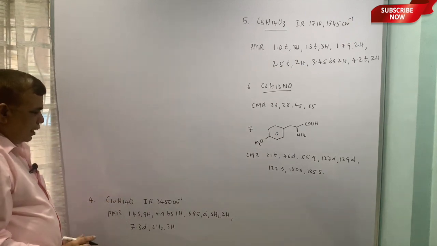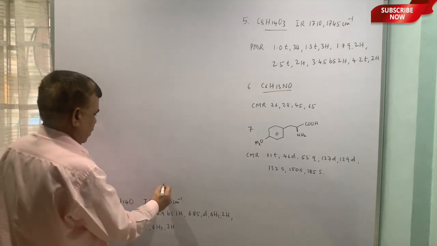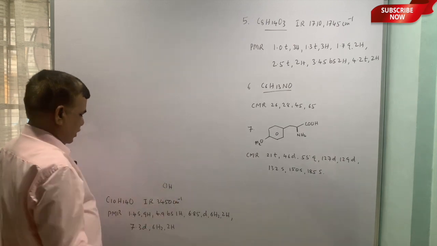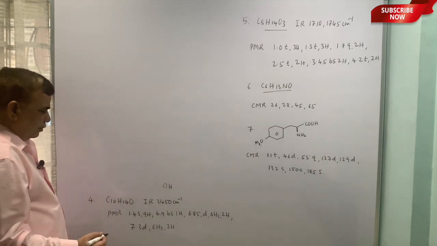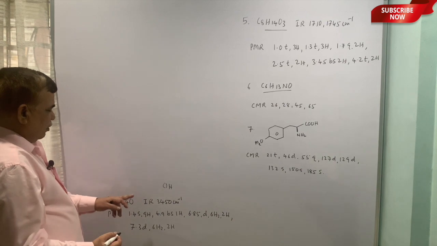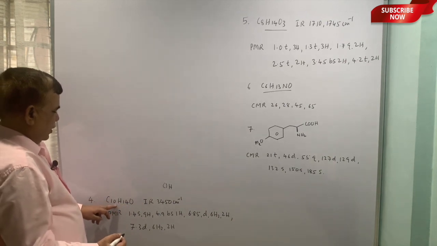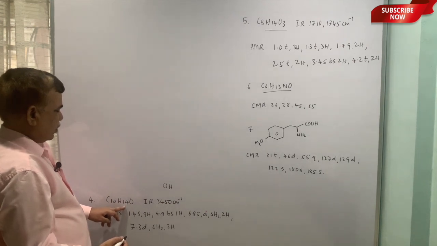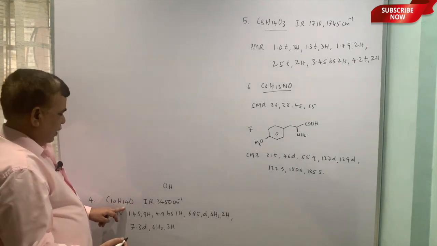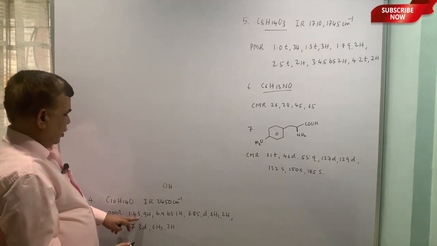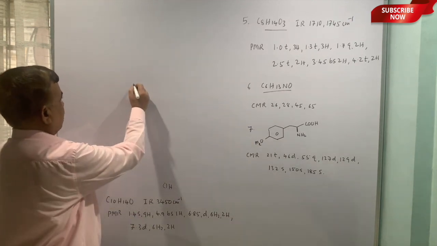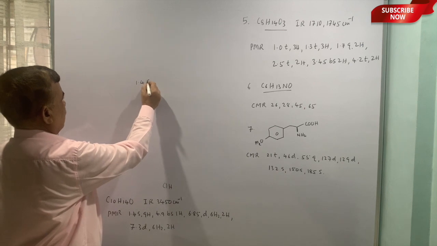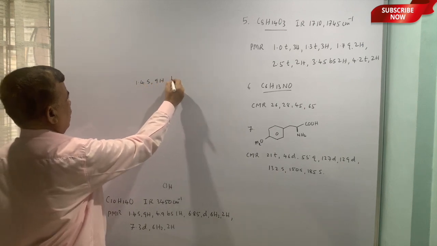C10H14O IR, the IR data suggests the presence of OH, phenolic OH, let us say. C10H14O, C10H22, once again 4 sites of unsaturation, so aromatic ring. 1.4 singlet 9 proton, tertiary butyl group.